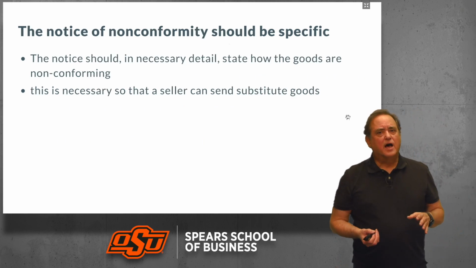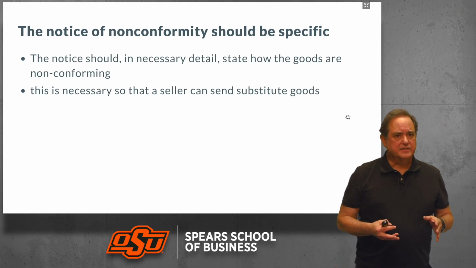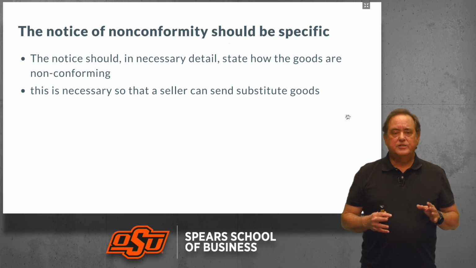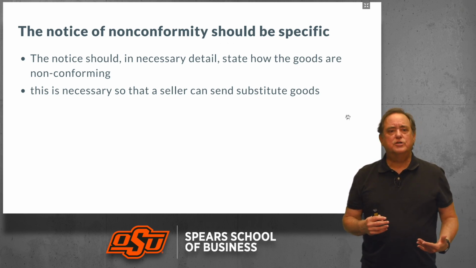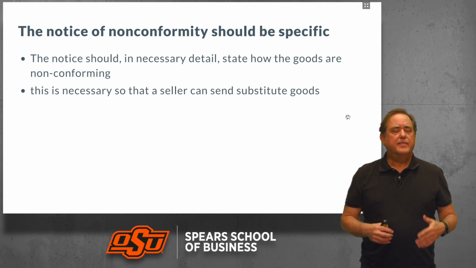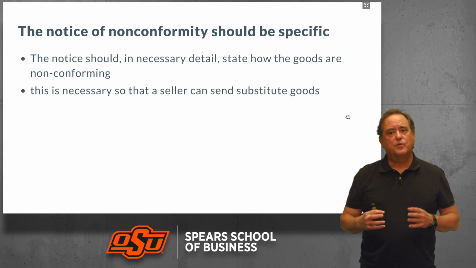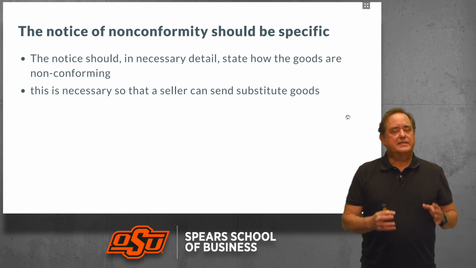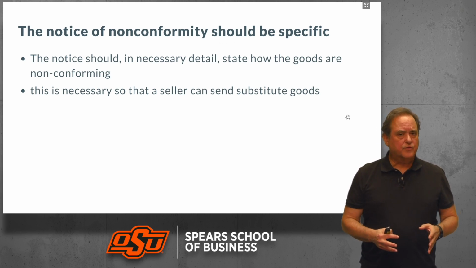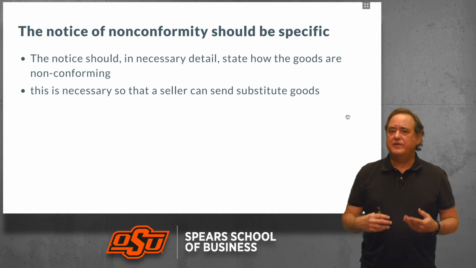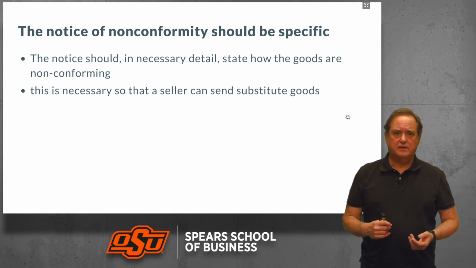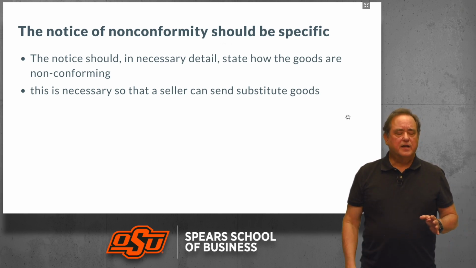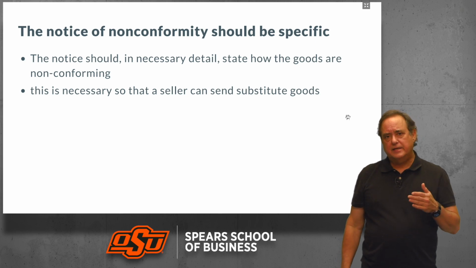Now, the notice of nonconformity should be specific. The notice should state in detail exactly how the goods are nonconforming. And the reason we have this requirement is that a seller has a right to cure, but the seller doesn't know how to cure the nonconformity until it is specifically described to the seller. So the notice of nonconformity has to be specific.